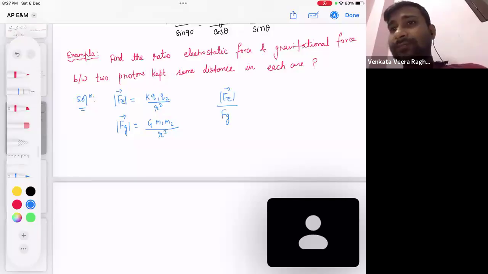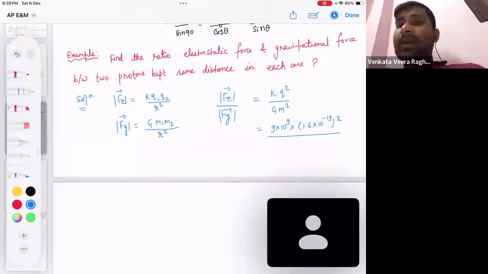Okay. So if you take the ratio, as asked in the question, you will see an interesting fact. Am I getting kq square by G m square? K is Coulomb's constant whose value is equal to 9 into 10 to the power 9. And Q is the charge of proton which is equal to 1.6 into 10 to the power minus 19, squared, divided by what is capital G?